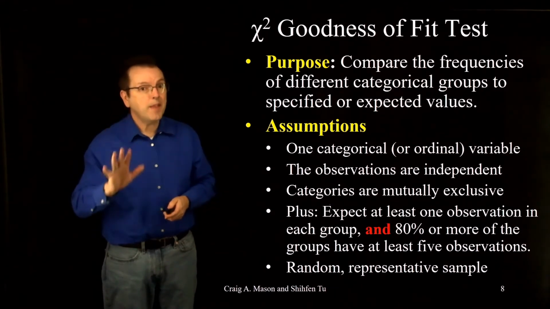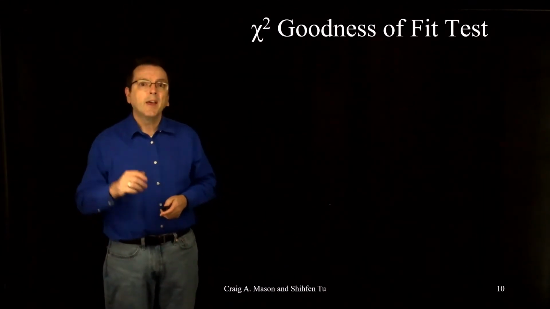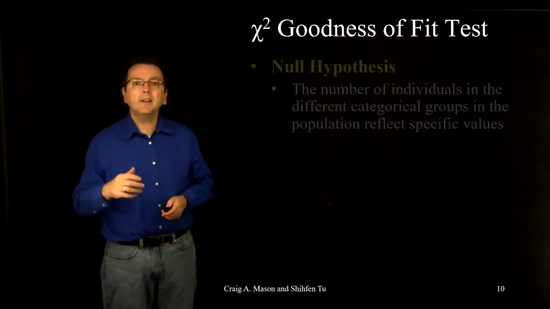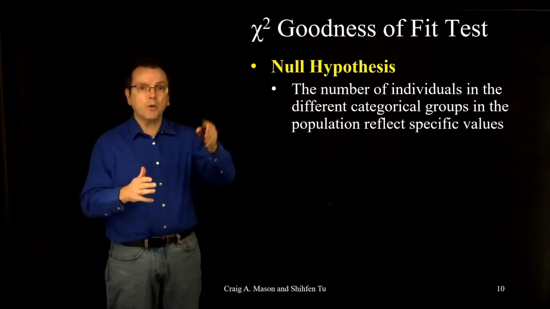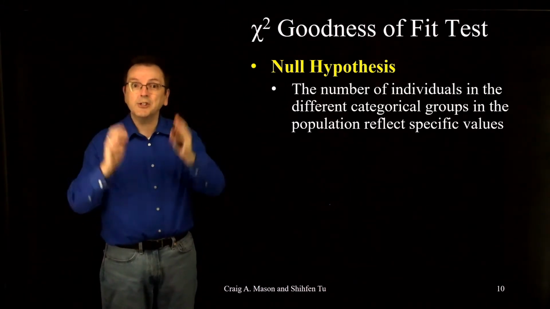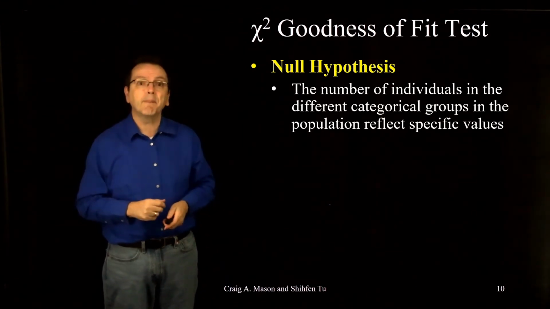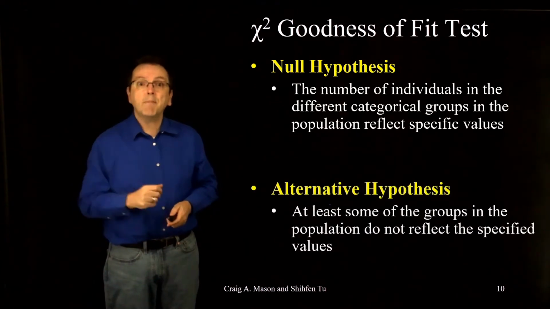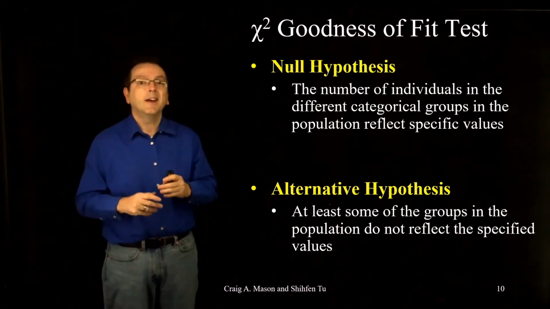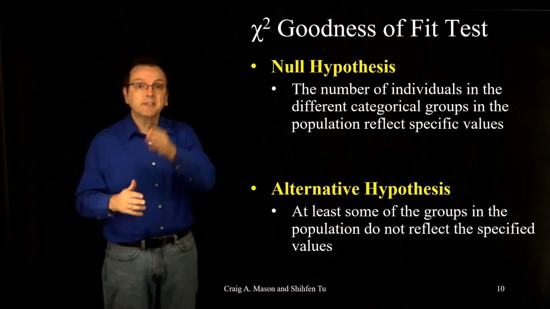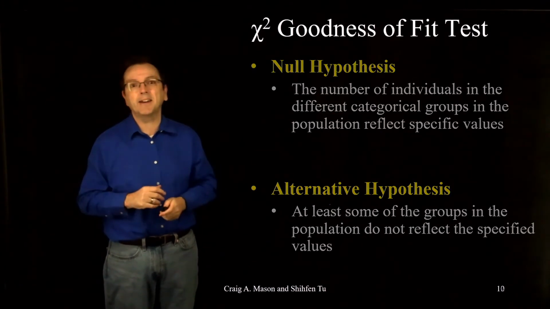Now, the hypotheses in a goodness of fit test are very straightforward. Conceptually, the null hypothesis is that the number of individuals in these different categorical groups in the population reflects specific values that the researcher expects to see. And the alternative hypothesis is that at least some of the groups in the population do not reflect those specified values. But we need to be a little more precise than that.